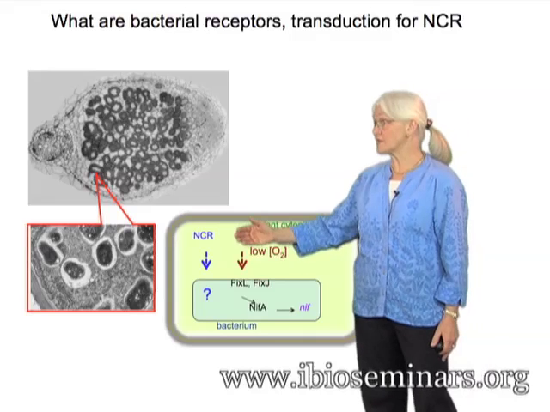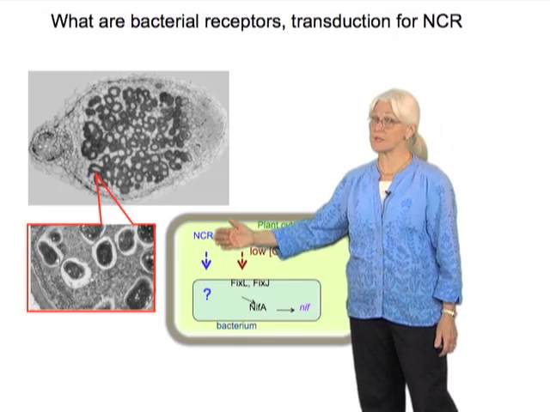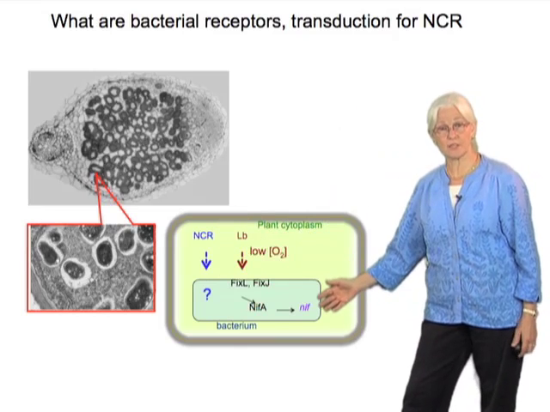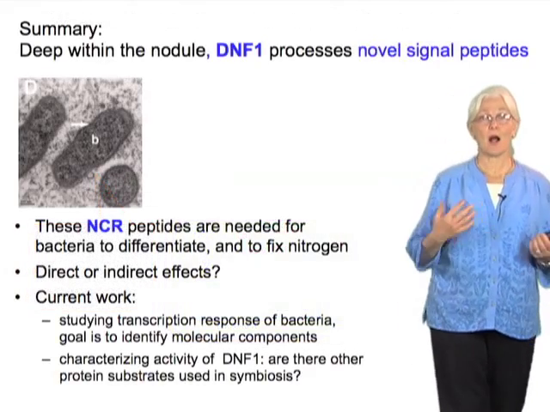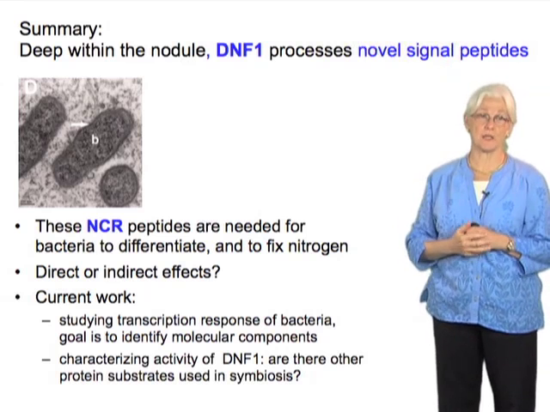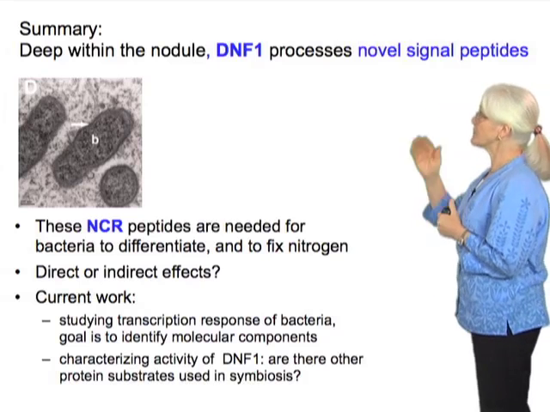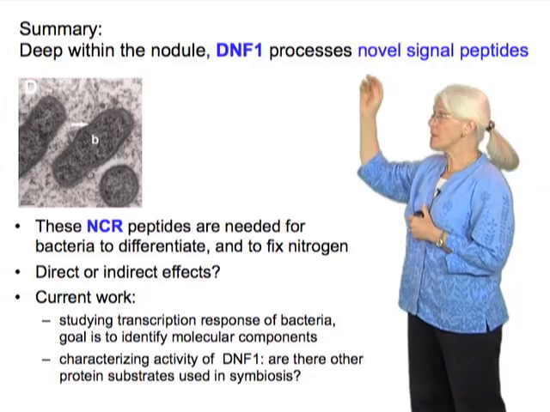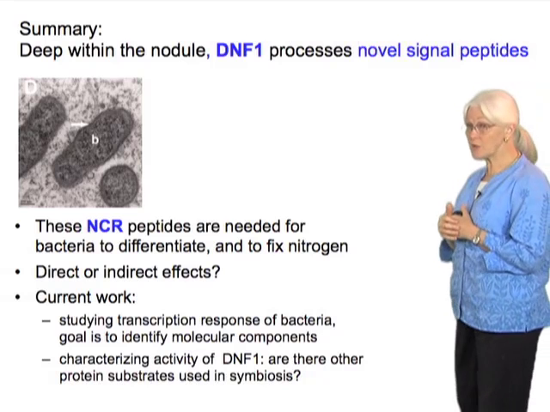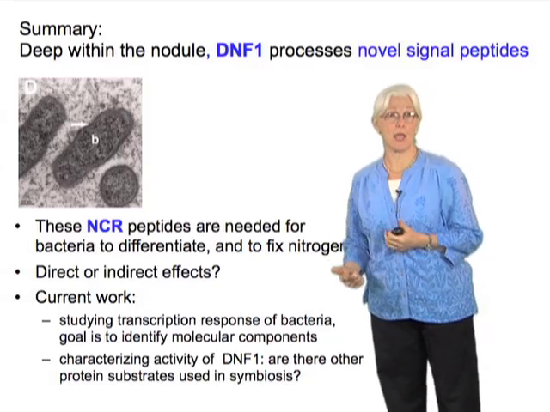But now what we know is that something else is needed. Unless you've got DNF1 processing the NCRs and maybe doing other jobs as well, unless you've got DNF1, you still won't get transcription of nitrogen fixation. So a completely new kind of process. Deep inside the nodule, there is a new signaling process going on that we've now discovered, and this raises the possibility that specific DNF1 processed peptides may be triggering differentiation. As Mergaert and Kondorosi have shown, these peptides are also able to carry out control of bacterial cell division and DNA endoreduplication.